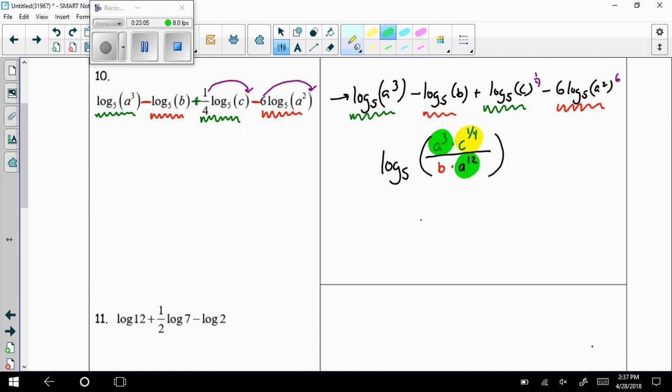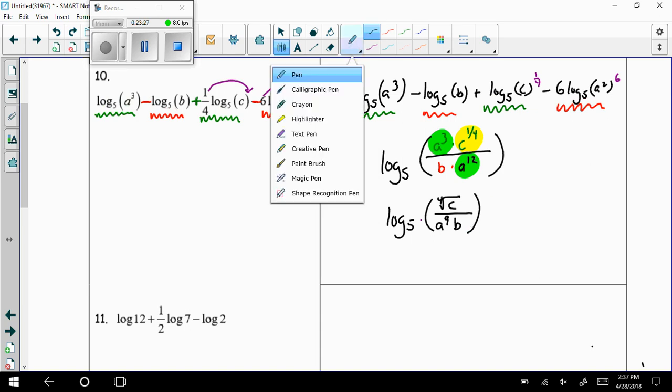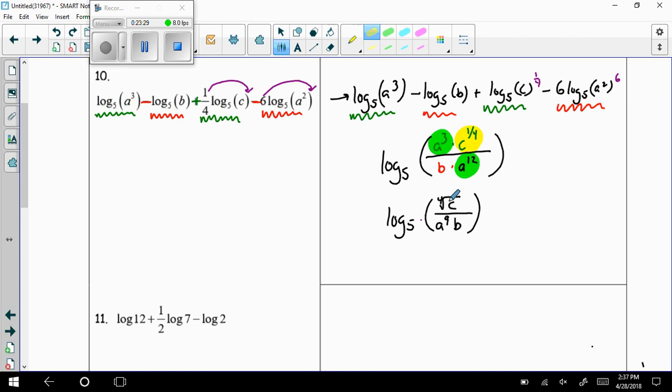And so what we're able to do in kind of one fell swoop is rewrite this as a log base 5 of, that c to the 1/4 becomes 4th root of c. If I subtract my a's, I move those 3 a's to the bottom, and it becomes a to the 9th on the bottom. And then we have that b attached as well. And so again, that c to the 1/4 became the 4th root of c, and that a cubed over a to the 12th became a to the 9th.